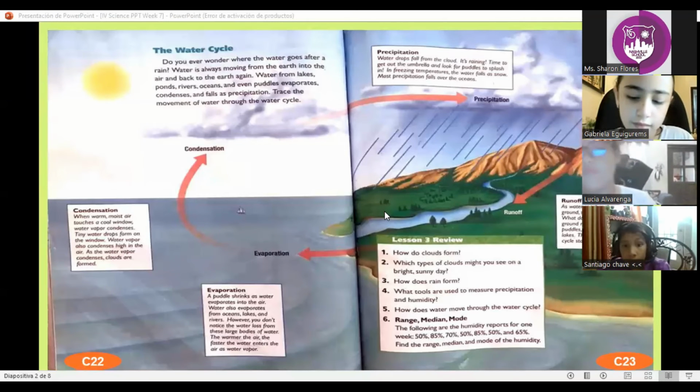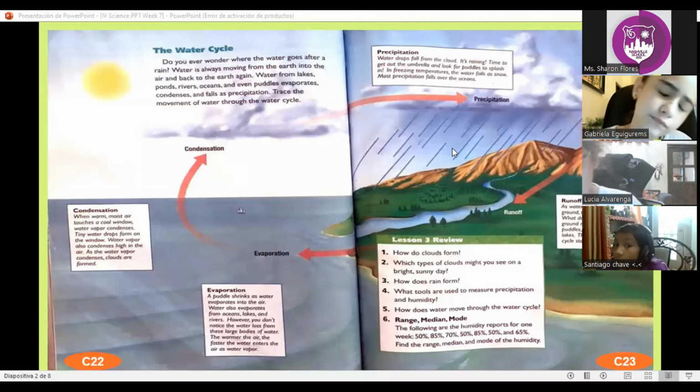As you see, then it starts to condense one more time, and we go to precipitation, and it starts over the cycle. That's why it's called life cycle, water life cycle.